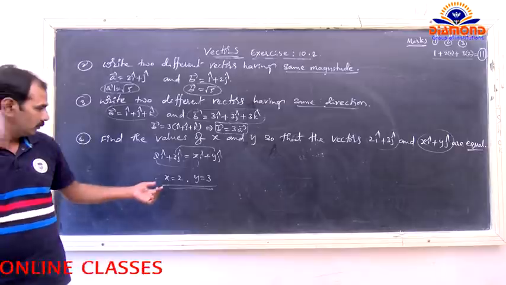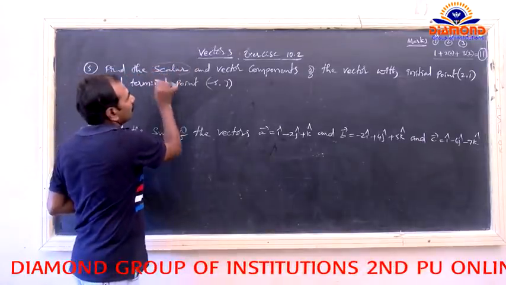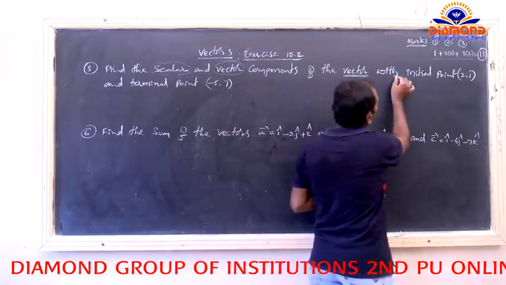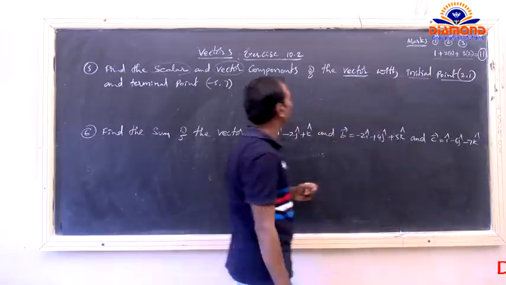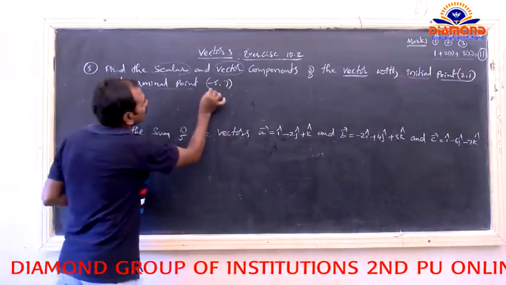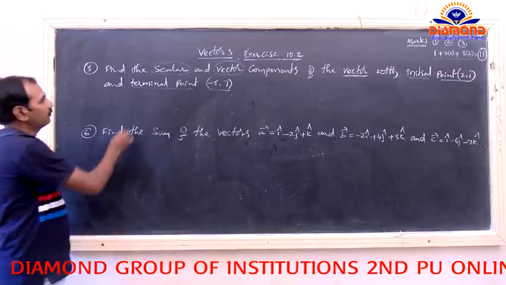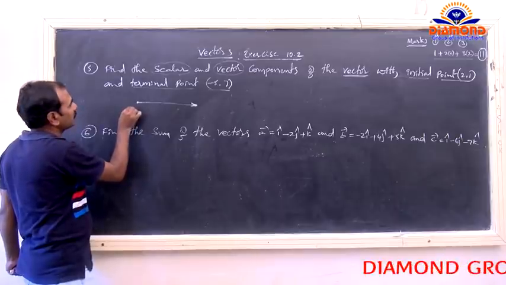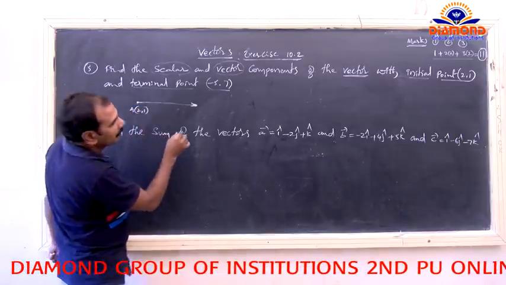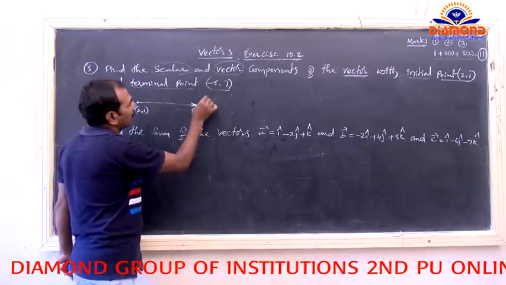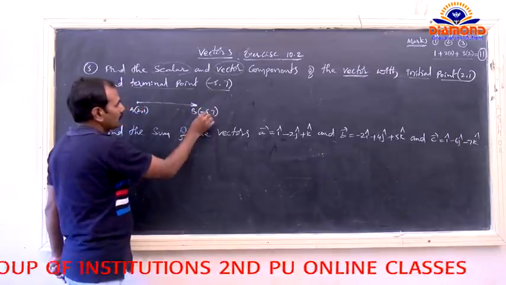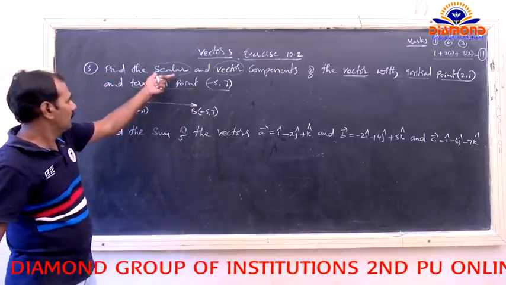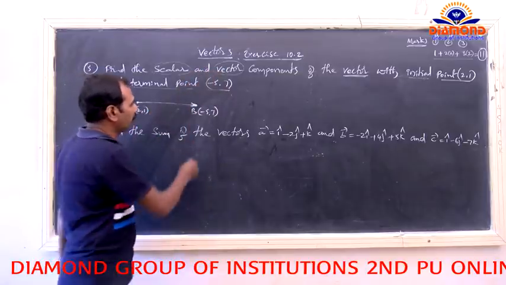Okay. Find the scalar components and vector components of the vector with initial point 2, 1 and terminal point -5, 7. So simple. Now you take this vector. It is A. A means initial point 2, 1. Next B. B terminal point -5, 7. So initial point to terminal point, this vector's scalar components and vector components we calculate.